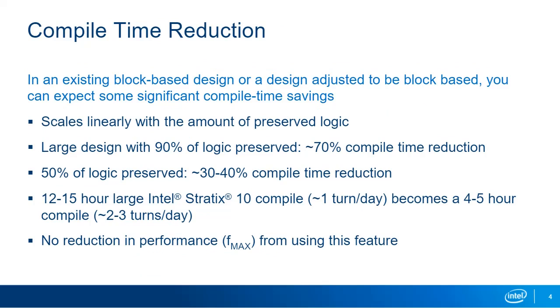Compared to the existing preservation flow that uses the preservation level feature of incremental block-based compilation, fast preservation provides substantially shorter compile times. The amount of compile time savings is directly proportional to the amount of design logic preserved. Unlike incremental block-based compilation, preserved logic with the fast preservation feature is not even analyzed by the compiler. So a large design where 90% of the logic is preserved could see a 70% compile time reduction. A 50% preserved design can provide about a 30 or 40% compile time reduction.